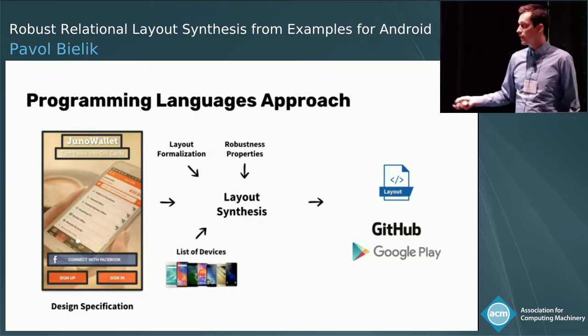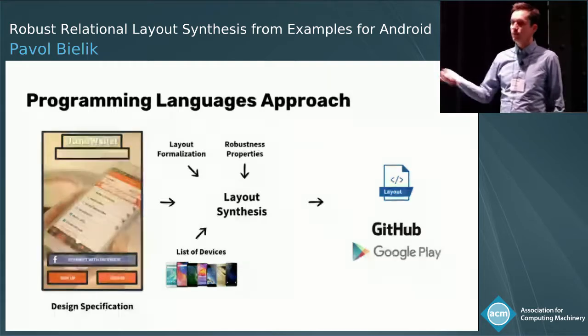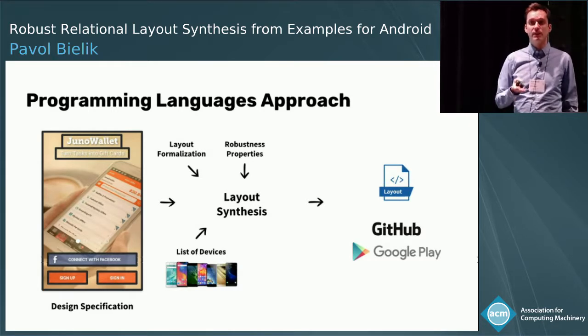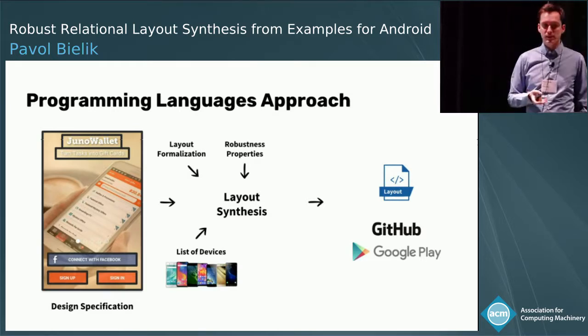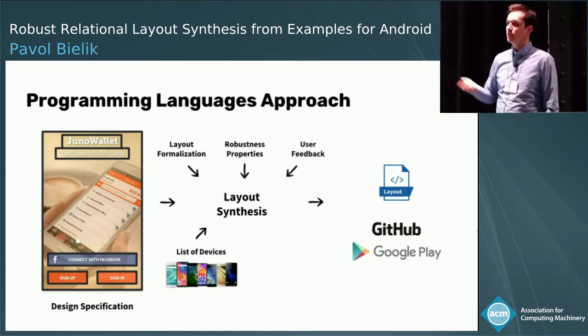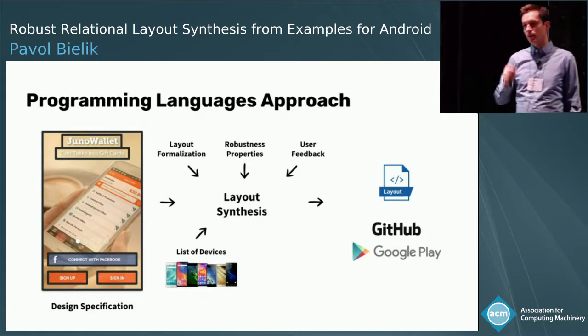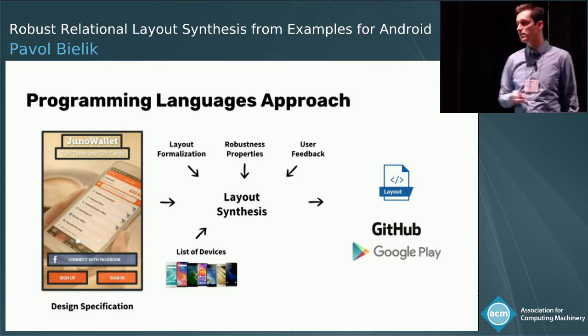It will also need to take into account that even though the input is only a single device, the layout that we want to synthesize should actually generalize to a lot of devices. And inherently, because of this, it can happen that we can make mistakes. So we would like to have a way to incorporate user feedback that tells us if something went wrong, we can, again, synthesize with improved specification.